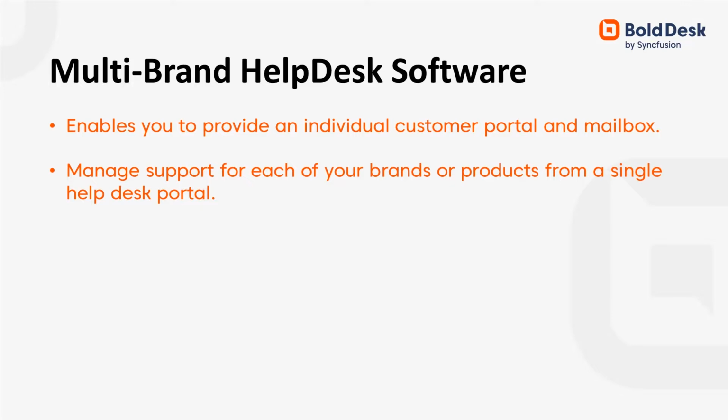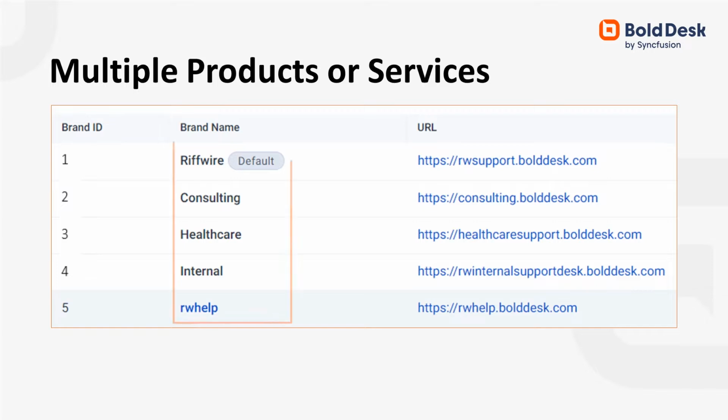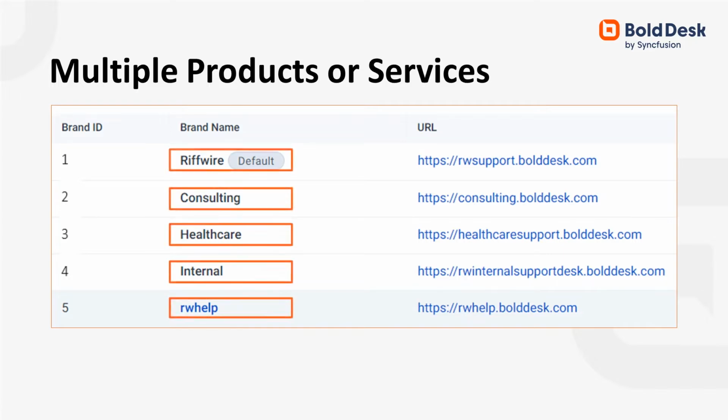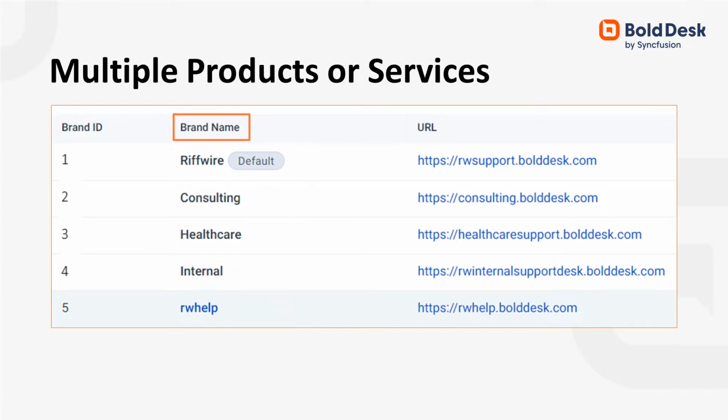A multi-brand help desk enables you to provide an individual customer portal and mailbox to manage support for each of your brand or product from a single help desk portal. Some organizations have multiple products or services they offer to the customers. In this scenario, each product or service can be added as a brand. Brands allow you to have separate customer portals for your products. When customers visit a customer brand portal, they can only see tickets related to that brand.